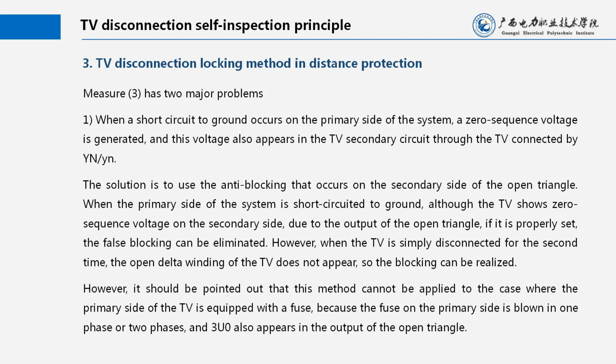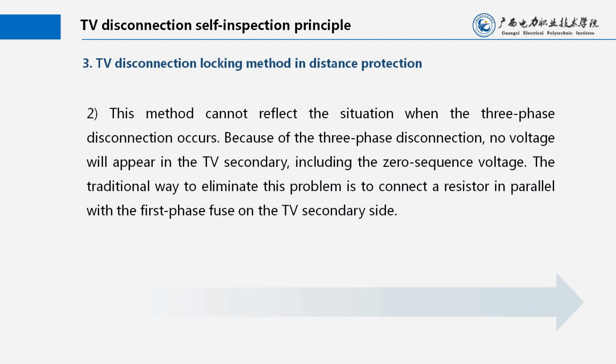However, it should be pointed out that this method cannot be applied to the case where the primary side of the TV is equipped with a fuse, because when the fuse on the primary side is blown in one phase or two phases, 3U0 also appears in the output of the open triangle. 2. This method cannot reflect the situation when the three-phase disconnection occurs. Because of the three-phase disconnection, no voltage will appear in the TV secondary, including the zero sequence voltage. The traditional way to eliminate this problem is to connect a resistor, in parallel with the first phase fuse, on the TV secondary side.